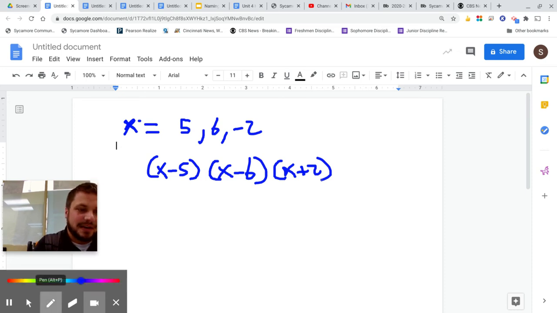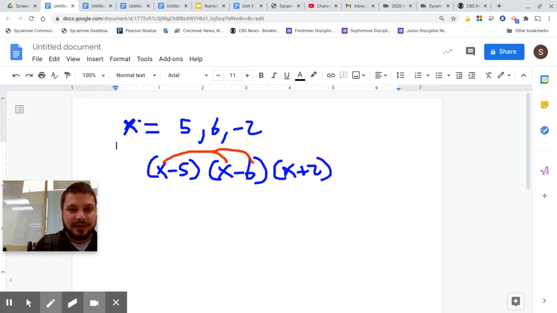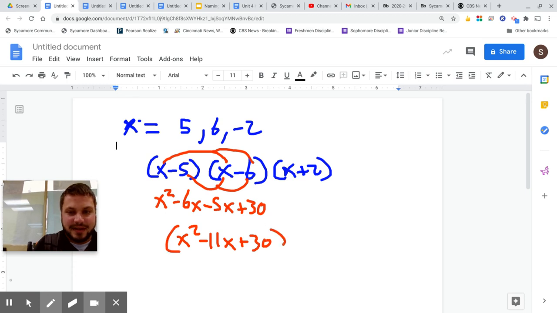And now if I want to rewrite the polynomial with these, I'm just going to FOIL these together, okay? I actually am going to have to do foiling twice. So let's start here. I've got x squared minus 6x minus 5x plus 30. Okay, we're going to simplify this first. That's x squared minus 11x plus 30. And I'm now going to FOIL that with this factor I haven't touched yet, x plus 2. This is still a FOIL problem.